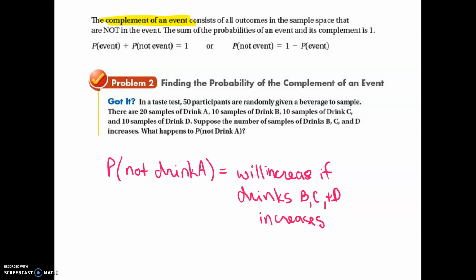So here they didn't really want us to find the probability that it's not drink A. I guess we could do that also, but we could also just explain that the probability of the others would increase, if you get my meaning. If we wanted to, we could add up all the samples and find out the probability of drink A, but they're changing the samples anyway. So going on from there.